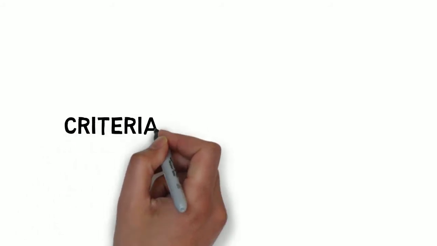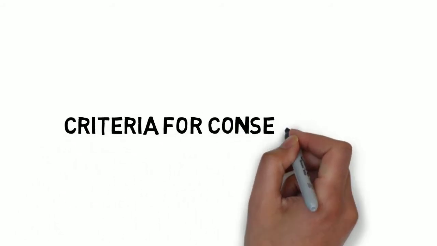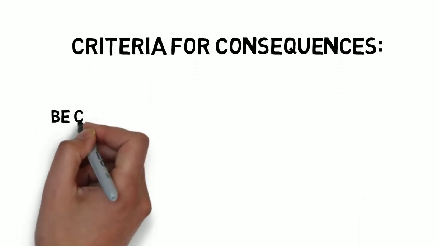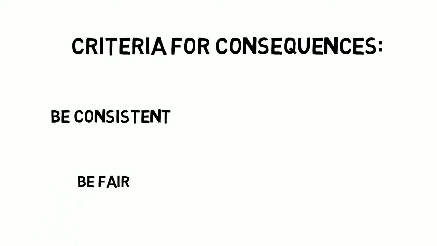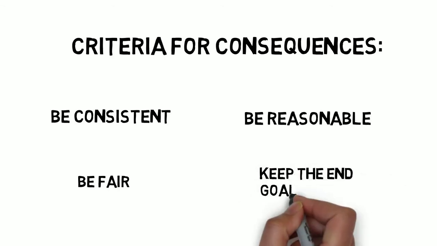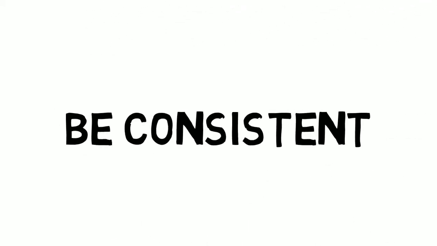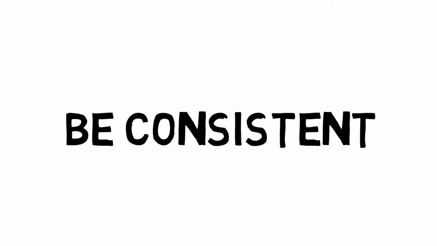It's important to remember that whenever you're giving consequences, you need to follow the following criteria. Be consistent, be fair, be reasonable, and keep the end goal in mind. Being consistent starts at the beginning of class. If a student is throwing paper at his classmates and you don't acknowledge it until the 4th or 5th throw, what does that say to the students and to the rest of the class?